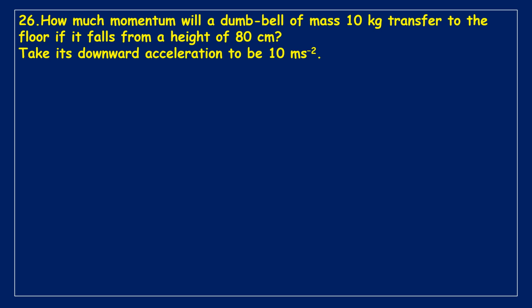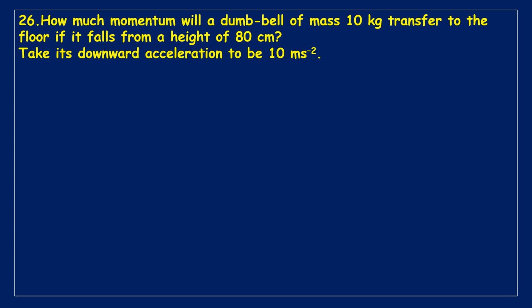Somebody is working with a dumbbell whose mass is 10 kg. I think he must be doing a biceps exercise. By mistake, he dropped the dumbbell from a height of 80 centimeter. Then the question is, what is the momentum of that dumbbell that will transfer to the floor? That is the question. Take its downward acceleration to be 10 meter per second square. Actually, it is 9.8 meter per second square. Let us round it up as 10 meters per second square.